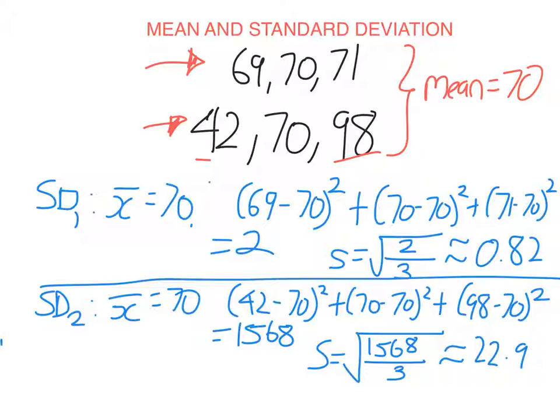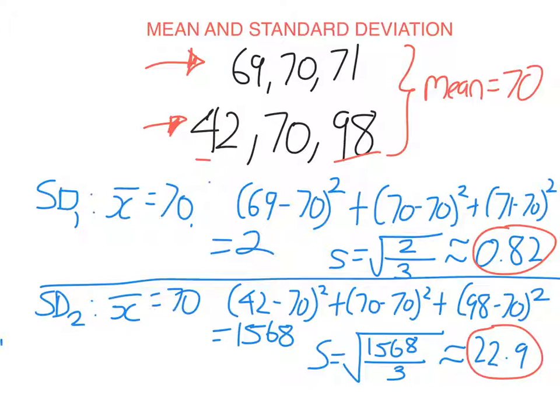So that's quite a big difference. The standard deviation here was 0.82. The standard deviation in the second one was 22.9. It tells us what we already know. The standard deviation being higher in the second set of data indicates that the data was much, much more spread out. That scores were generally a lot further away from the mean than they were in the first data set.